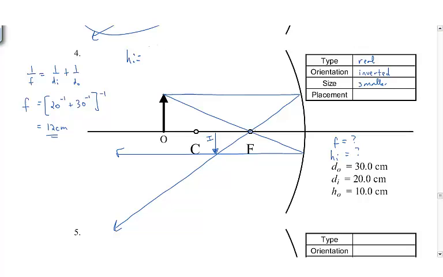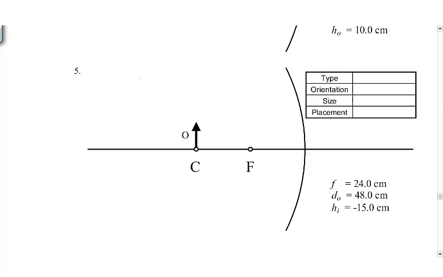Next bit is looking at the height of the image. So hi. We would then rearrange our equation like we've been doing before, multiply both sides by HO, so it would be negative DI times HO over DO. And that would equal then negative 20 times 10 all over 30. If you type that in, it'll be negative 6.7 centimeters. Again, that negative sign tells us it's pointing down.